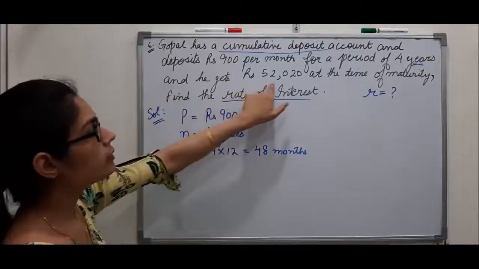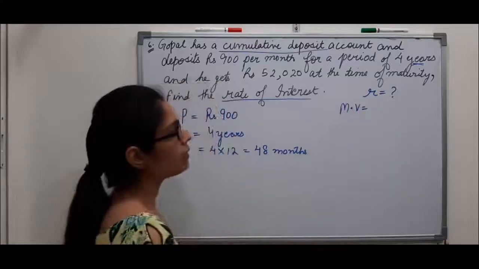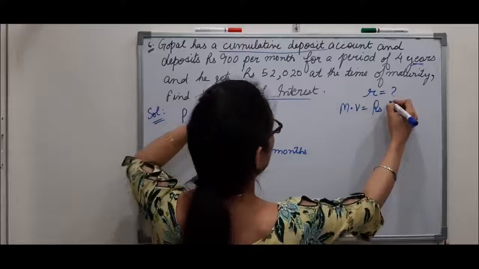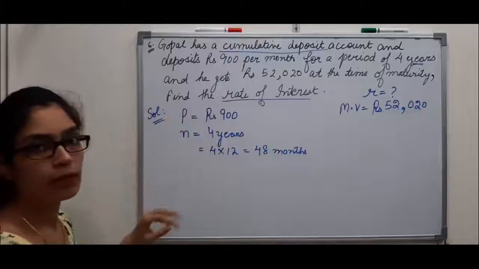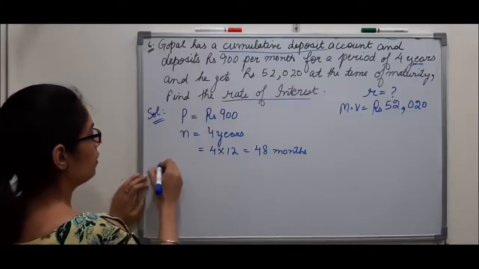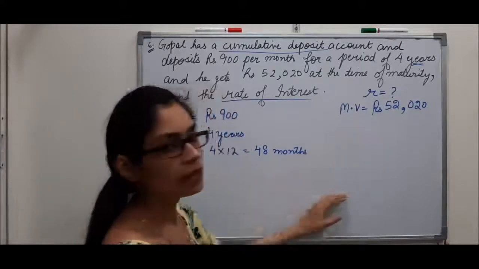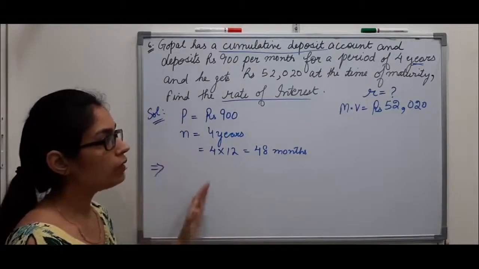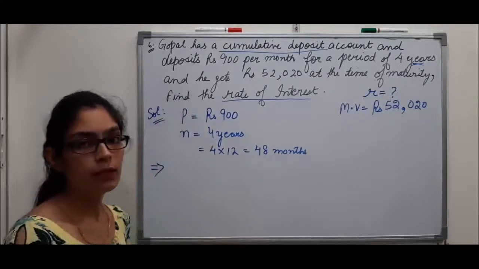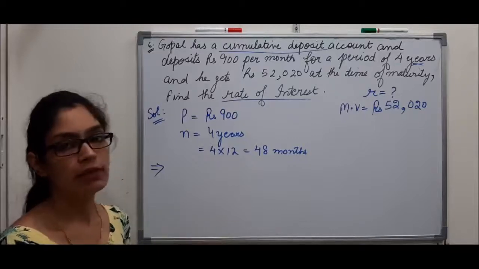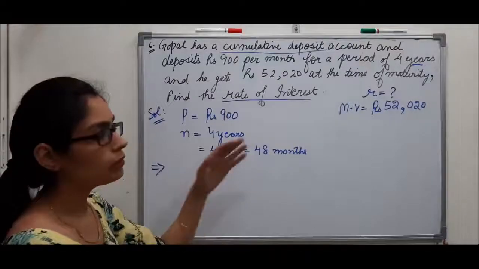Then he will get this amount at the time of maturity. If he is getting this amount at the time of maturity, this means MV is given to me. Maturity value is given to me. This is 52,050 rupees. So I have to calculate the rate of interest. In the same way, I have to start by using the formula of simple interest. Because MV is given, first I need to calculate simple interest, and I will substitute that value of simple interest in MV, and there I will get one linear equation in terms of R. So from there I will calculate the value of R. We have already done a similar question in the previous exercise. Let's try to do this now.